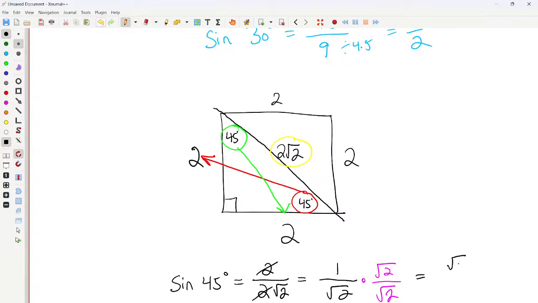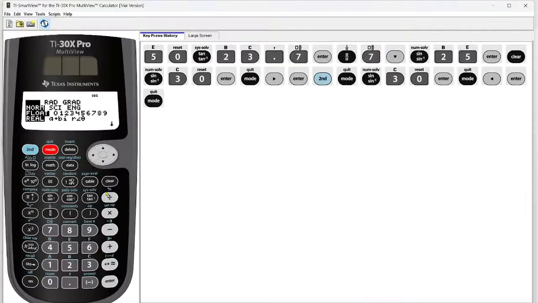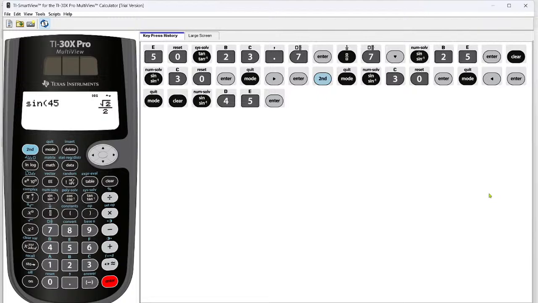And we get root 2 on top, and a square root times itself cancels out. Sine of 45 is square root of 2 over 2. I didn't need a calculator, but my calculator would tell me that answer as well.